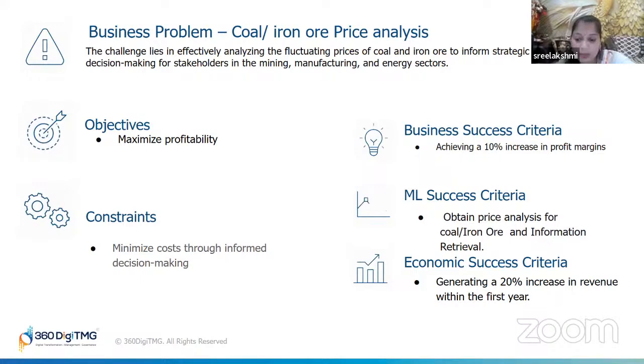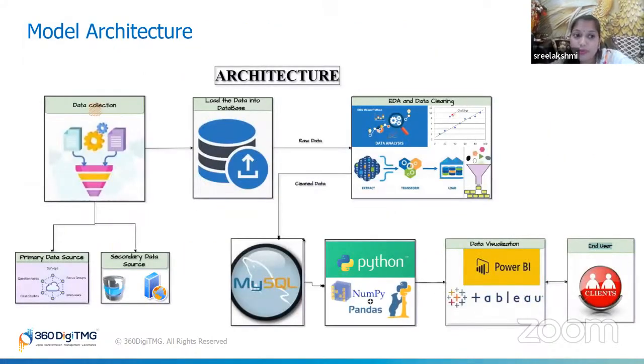So let's talk about the analysis here, friends. This is the model architecture. First comes the data collection. Here we have two types of data: the primary data source and the secondary data source. In this case, we totally concentrated on the primary data source because it is a real-time project. Even though the client gave some data, we wanted to go with the market analysis also.